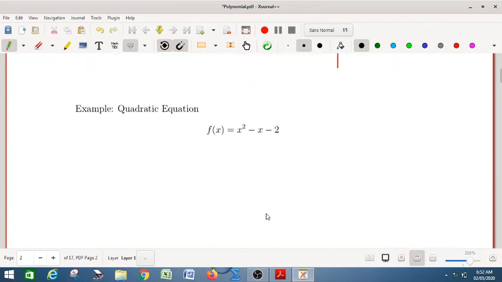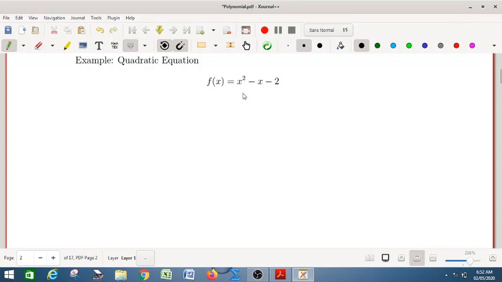Now for a quadratic equation, here is an example of a quadratic equation. If you factor this quadratic equation, it will be x minus 2 into x plus 1. Okay, x minus 2 into x plus 1. So what does it represent geometrically? The zeros. So let us draw the diagram here.